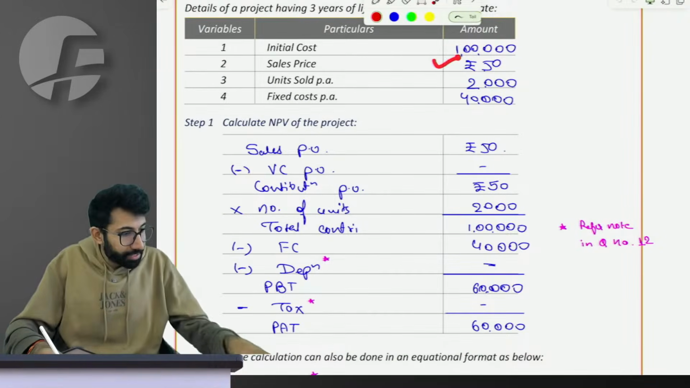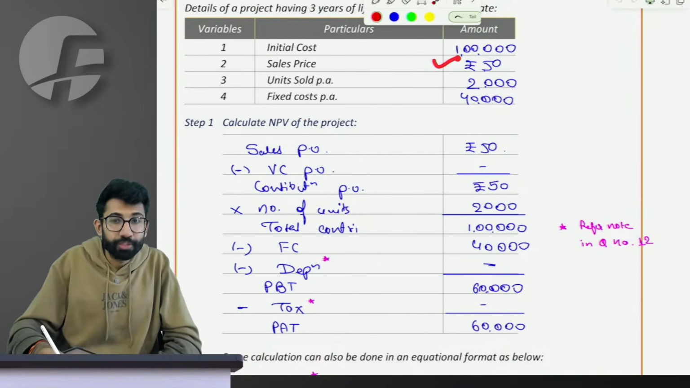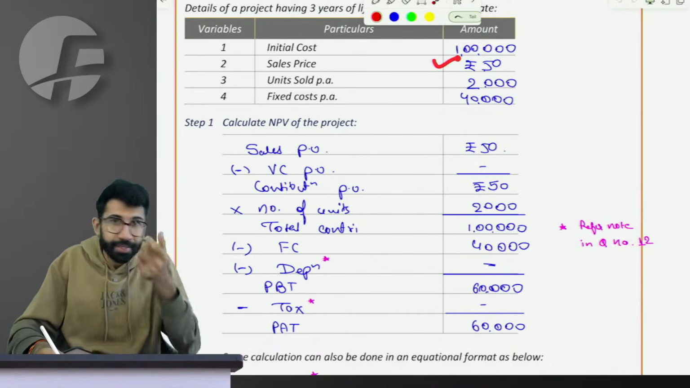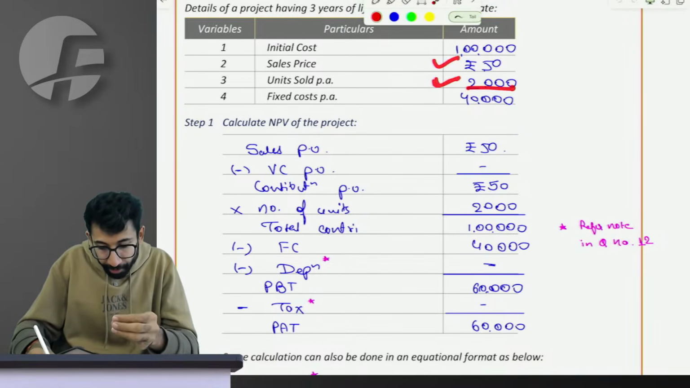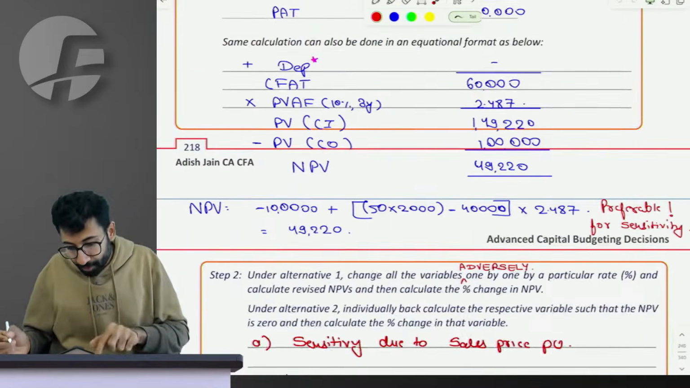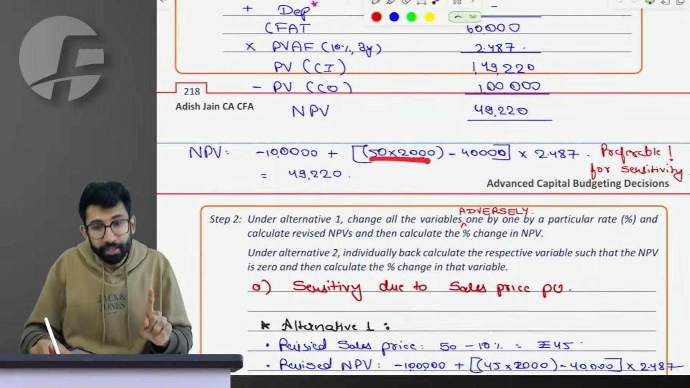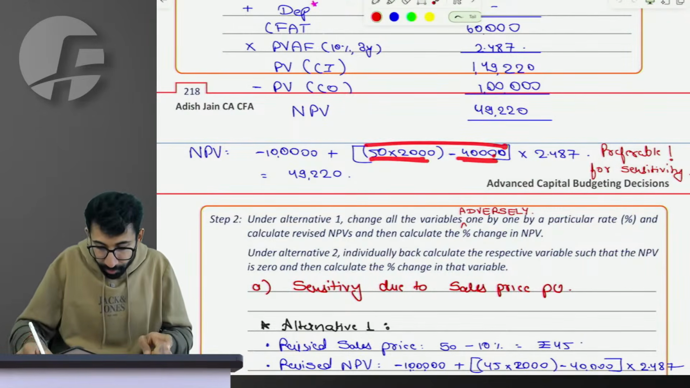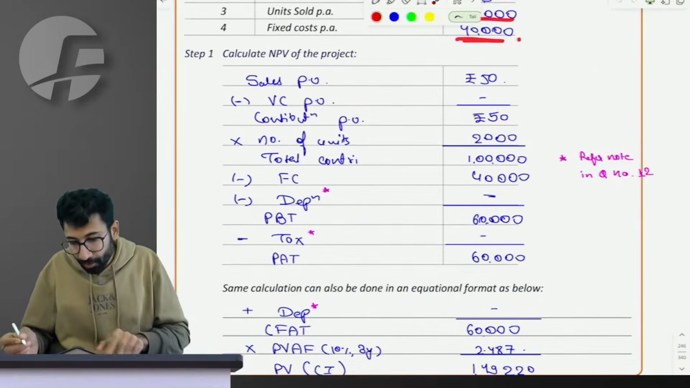Sales price minus, suppose there is no per unit cost. So sales price is the contribution itself, multiplied by the units sold gives me the total contribution, minus fixed cost of 40, gives me the PBT, profit before tax. Sir, why not depreciation?